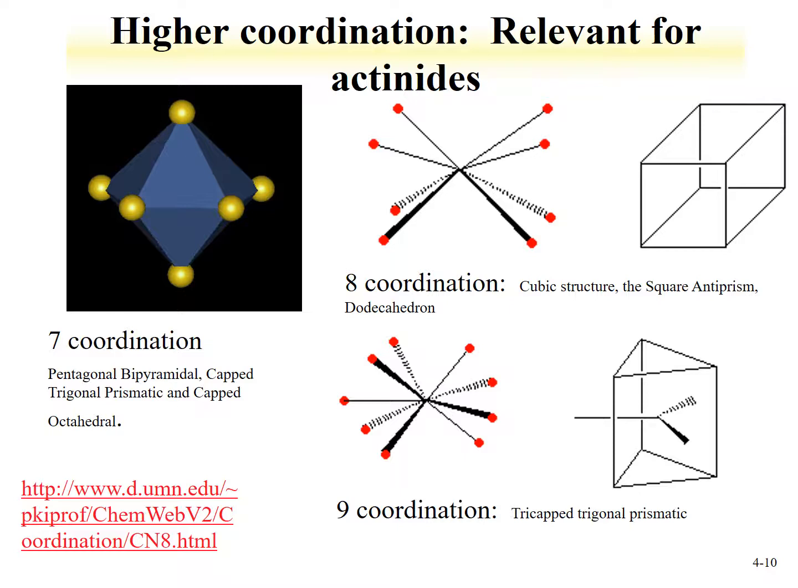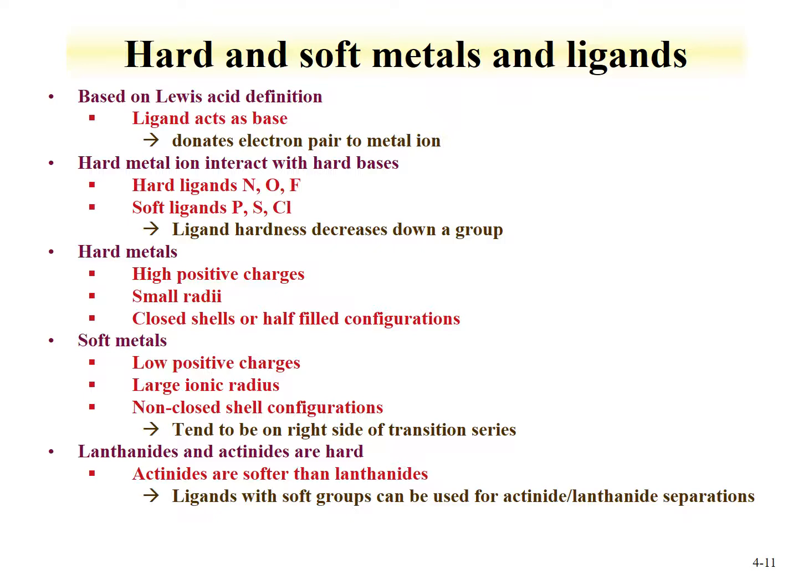Actinides can take higher coordination numbers, and here are some examples of coordination number 7, 8, and 9. There's a few different for coordination 7. An example here is pentagonal bipyramid, so there's a pentagon with a pyramid above and below. This 8-coordinate structure here is cubic, and the 9 is a tricapped trigonal prismatic type structure. More detail can be found on the website listed on this slide.